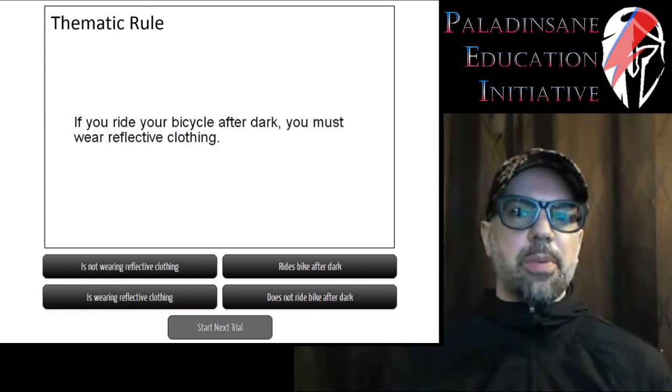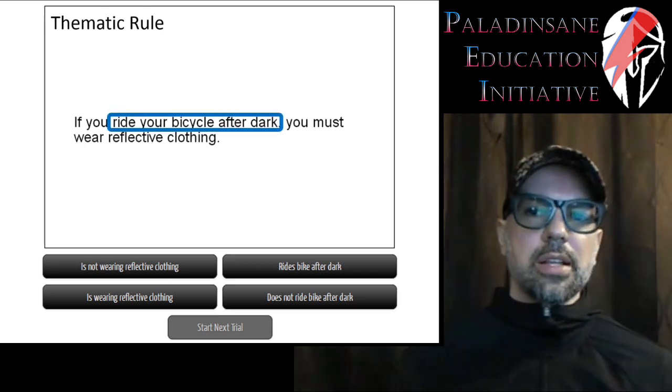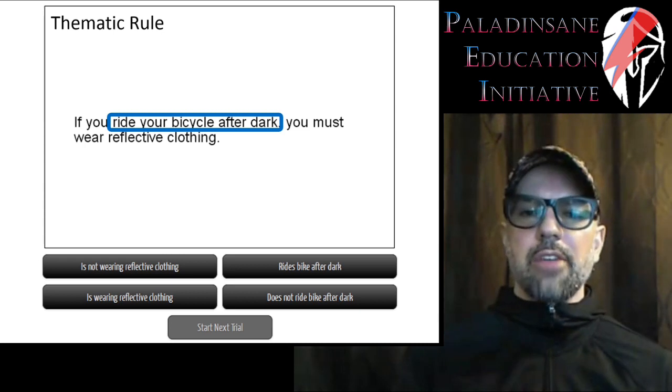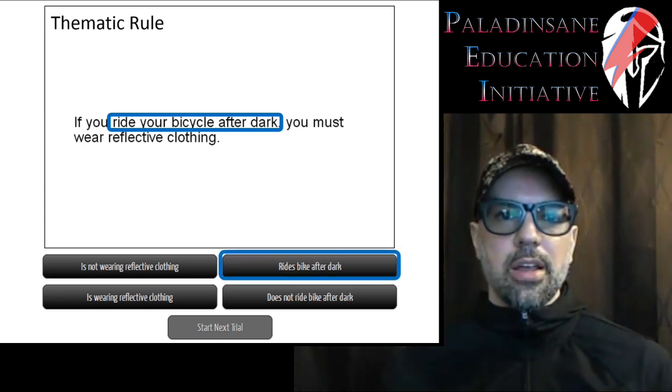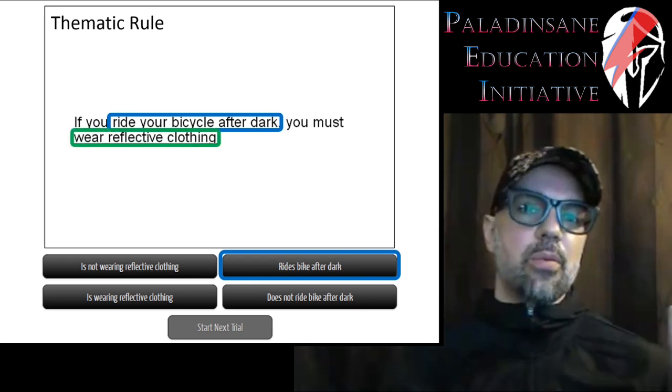So once again, if you ride your bicycle after dark, you must wear reflective clothing. Ride your bicycle after dark, that's the P portion. So if we wanted to enforce this rule, we would have to check everybody that rides their bike after dark. And if you're wearing reflective clothing, that's fine. Ride in the night, ride in the day.